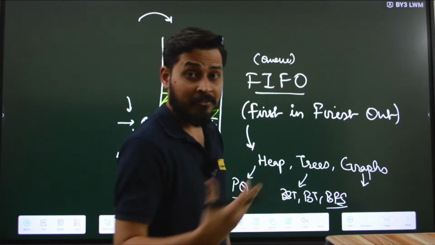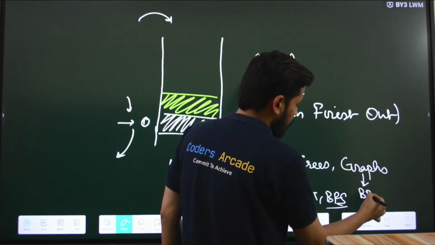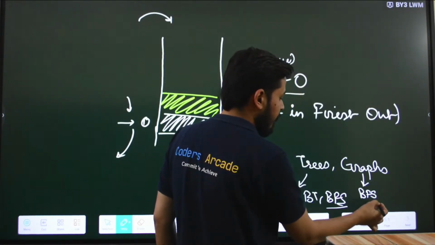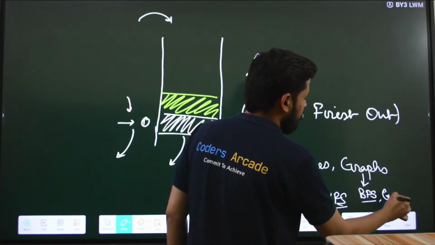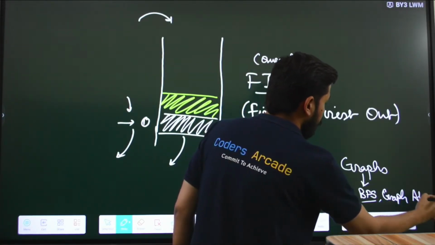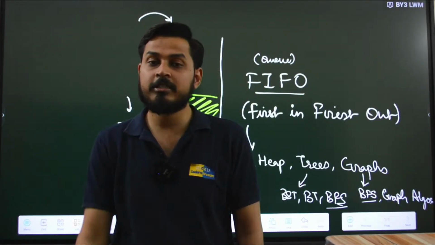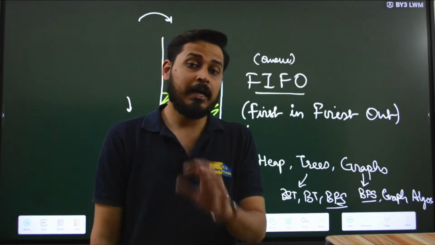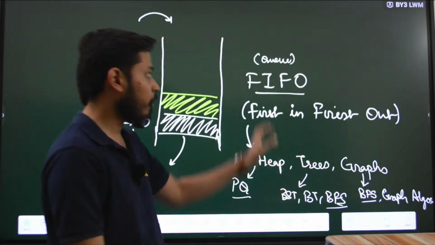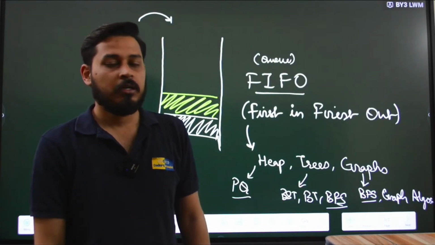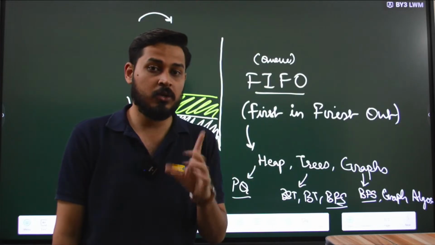In all your graph algorithms, even in BFS or DFS, we use queues. BFS is very popularly used. Then it is used in all the graph algos. For example, Dijkstra's algorithm, Prim's algorithm, Kruskal's algorithm, Bellman-Ford algorithm, Kahn's algorithm, topological sort algorithm, all of these algorithms use the concept of first in and first out. This is the importance of the concept of first in and first out.